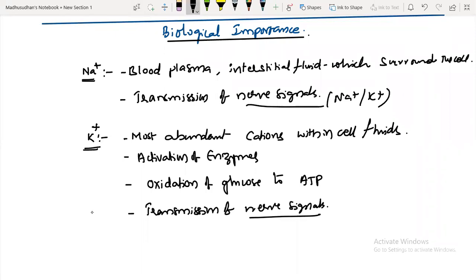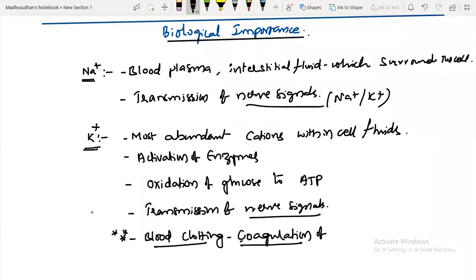And here, this appears many times in exams: potassium is also helpful in blood clotting. The technical term is coagulation of blood. Coagulation of blood is done by potassium ion.